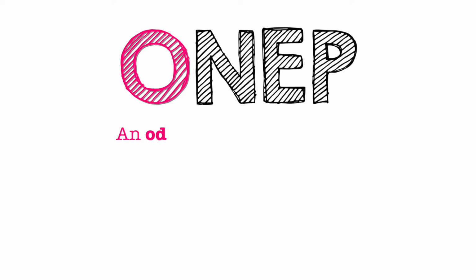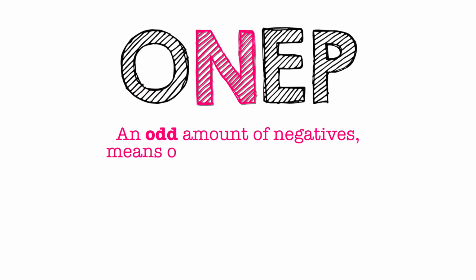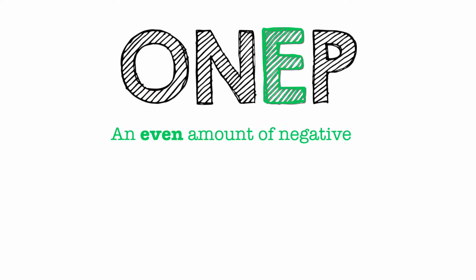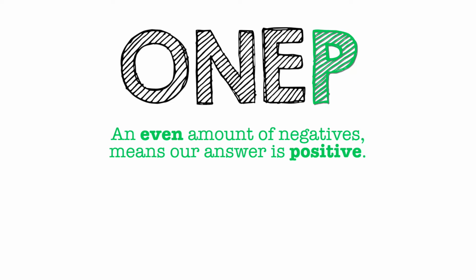To remember this, we can think of the acronym ONEP. An odd amount of negatives means that our answer is negative. An even amount of negatives means that our answer is positive. Alright, let's try out a few examples here.